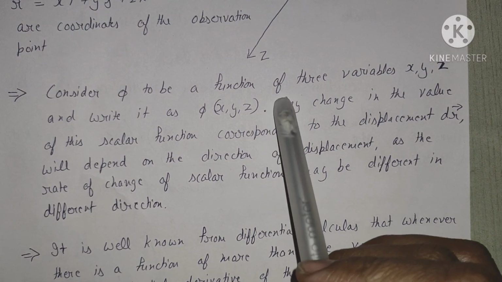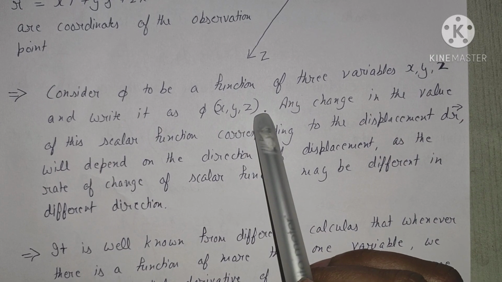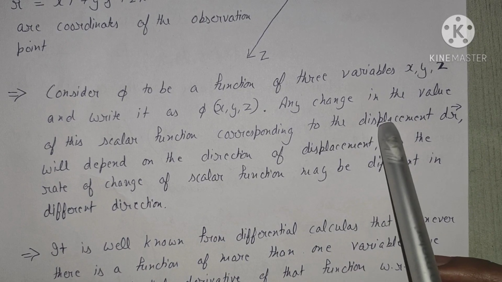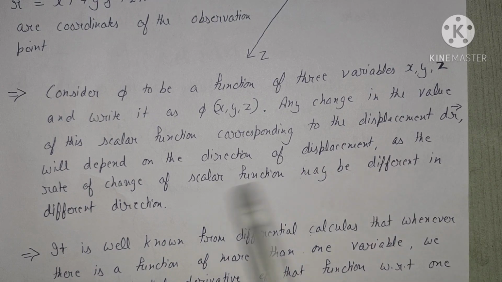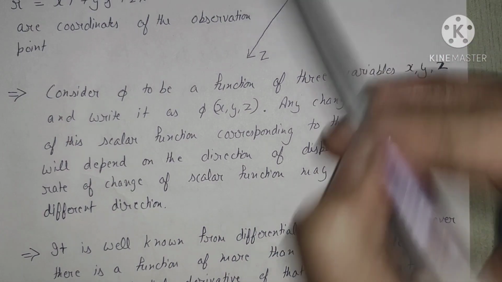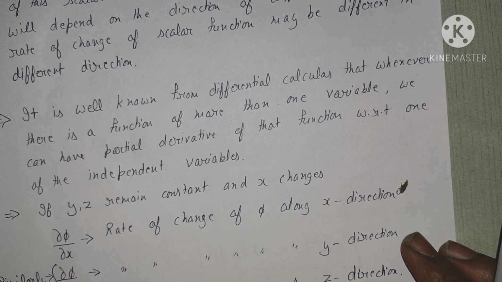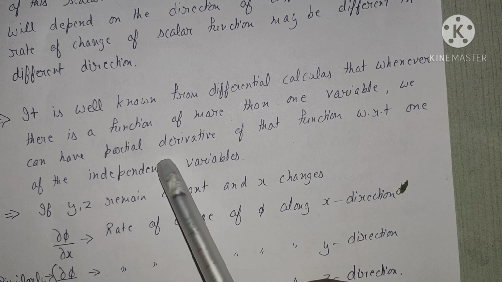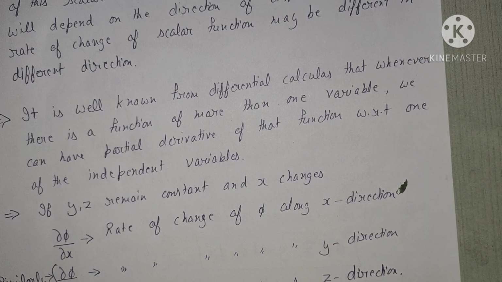Consider phi to be a function of three variables x, y, z and write it as phi(x, y, z). Any change in the value of this scalar function corresponding to the displacement dr vector will depend on the direction of displacement, as the rate of change of the scalar function may be different in different directions. It is well known from differential calculus that whenever there is a function of more than one variable, we can have a partial derivative of that function with respect to one of the independent variables.